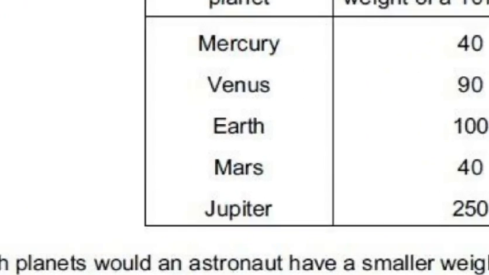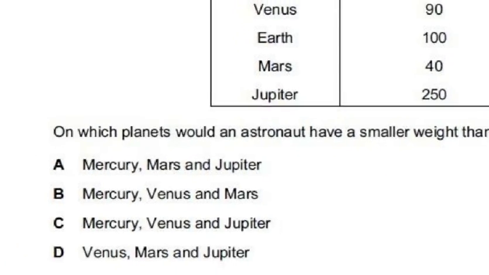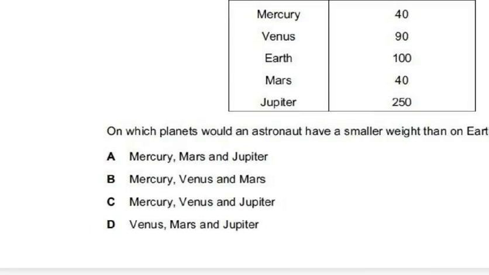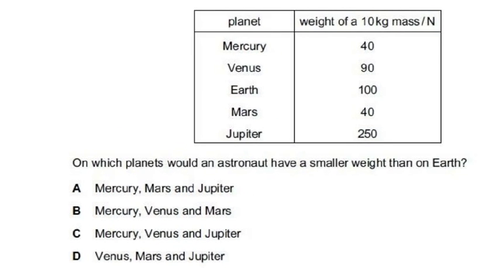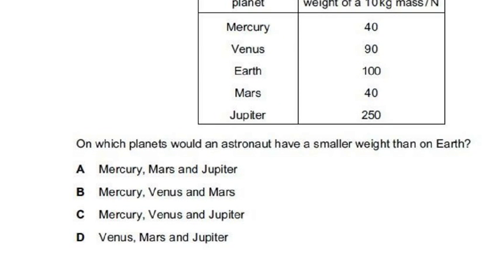Now, the question becomes, on which planets would an astronaut have a smaller weight than on Earth? All you have to do is look at the list. Which planets have a smaller weight than on Earth? Here Earth is 100 newtons for this mass. Venus is less than that, Mercury is less than that, and Mars is less than that, but Jupiter is more than that. So the answer would be Mercury, Mars, and Venus, and that is going to be this one.